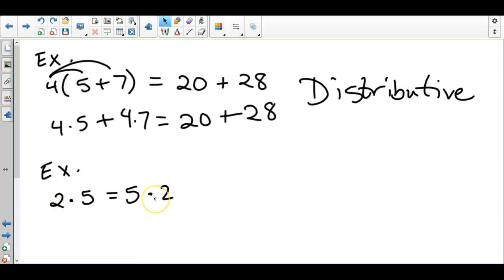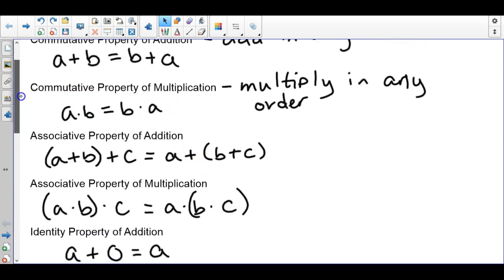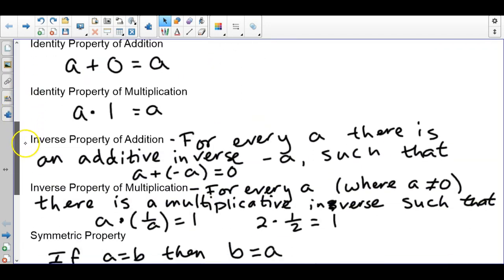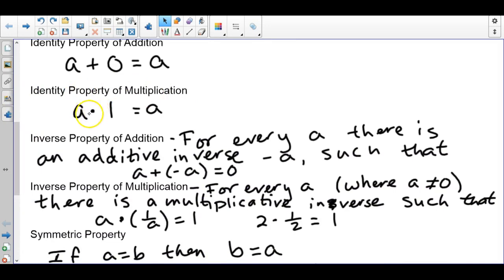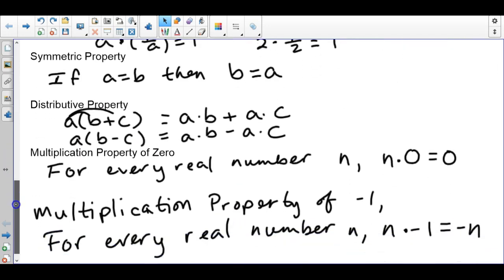So we have multiplication here. So we'd go look at all our properties that involve multiplication. We have commutative, associative. Now that had parentheses, so we can ignore that one. We had associative or identity property of multiplication. Inverse property of multiplication, that involved fractions. We don't have a fraction.